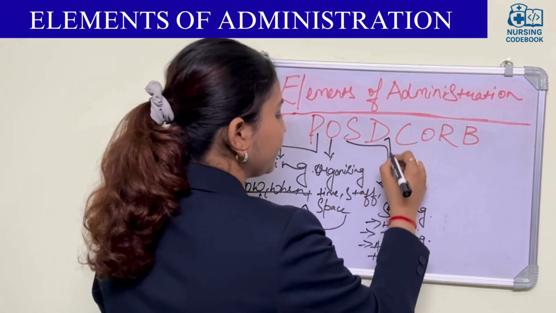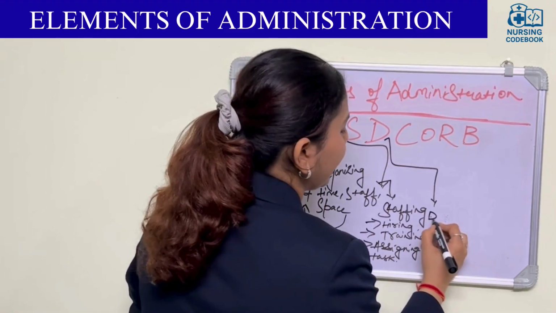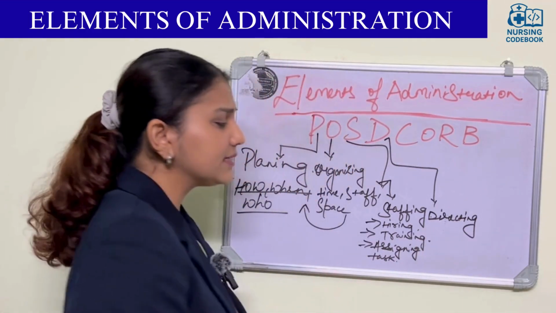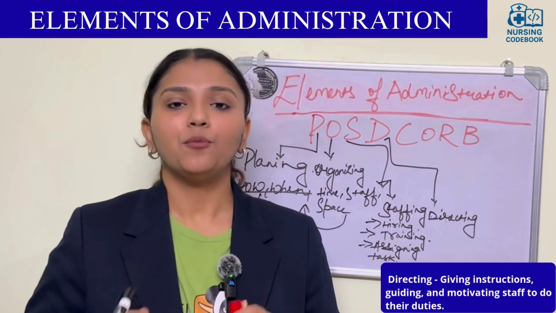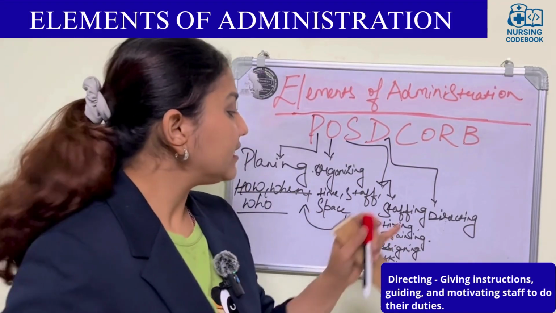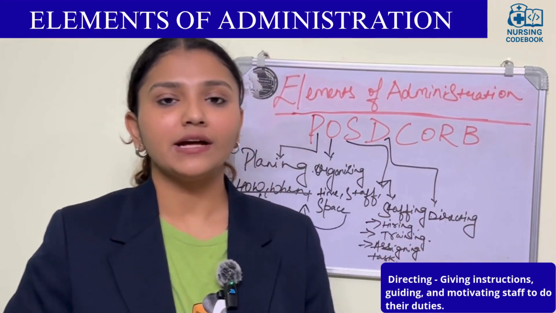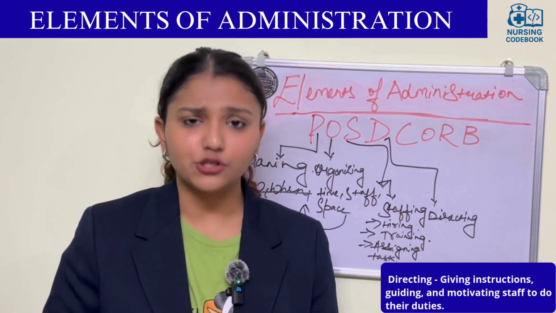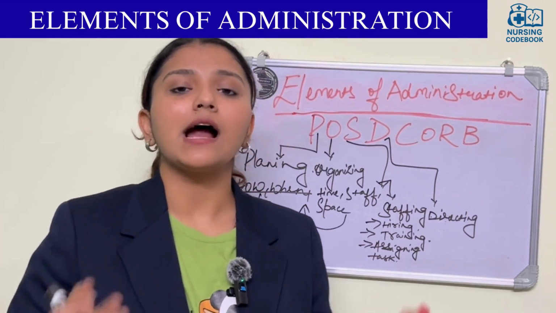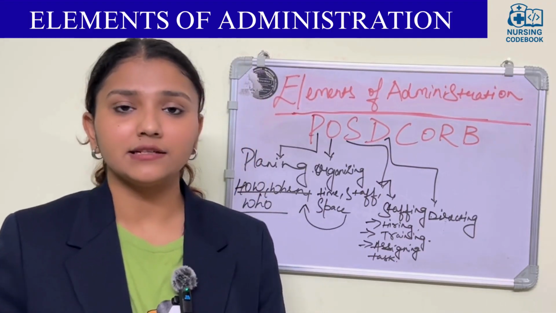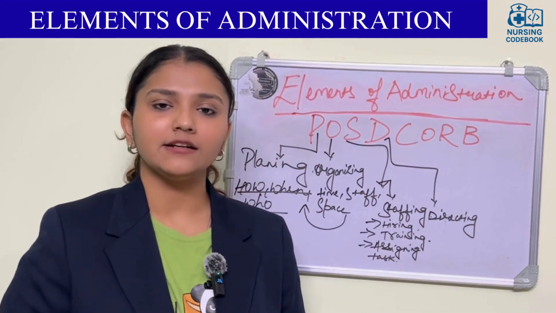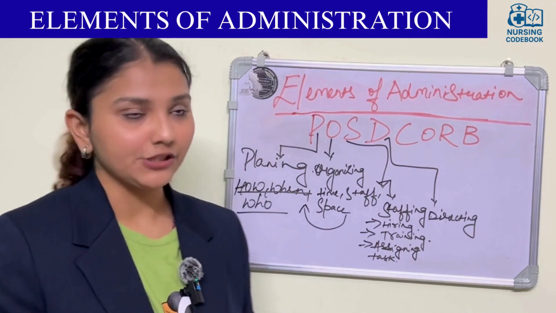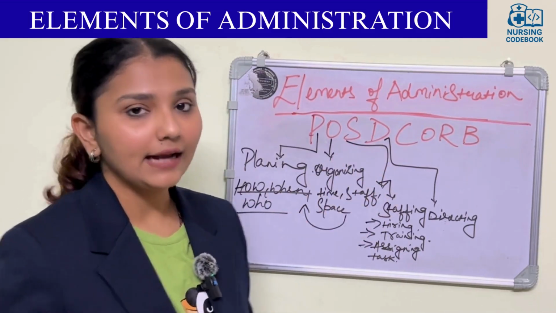Now what is D? D stands for directing. What is directing? Directing includes motivating, guiding, and instructing subordinates so that maximum output can be achieved. For example, in a ward before starting a shift, the nursing supervisor or manager will motivate the nurses so that maximum output and more progress can be seen in patients. So these things come under directing.